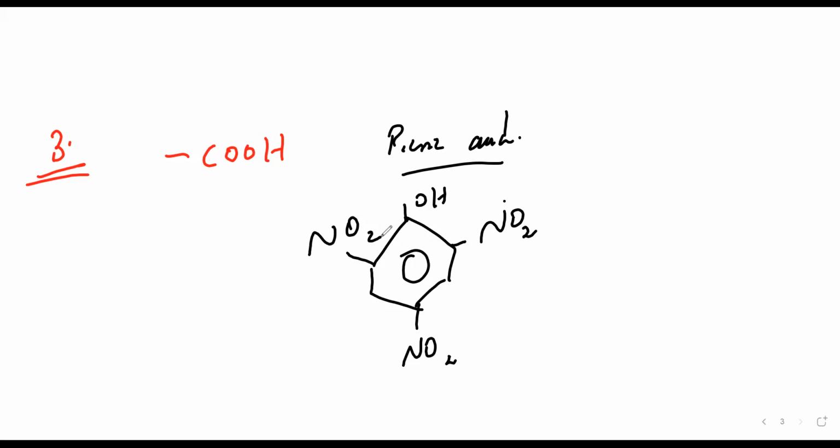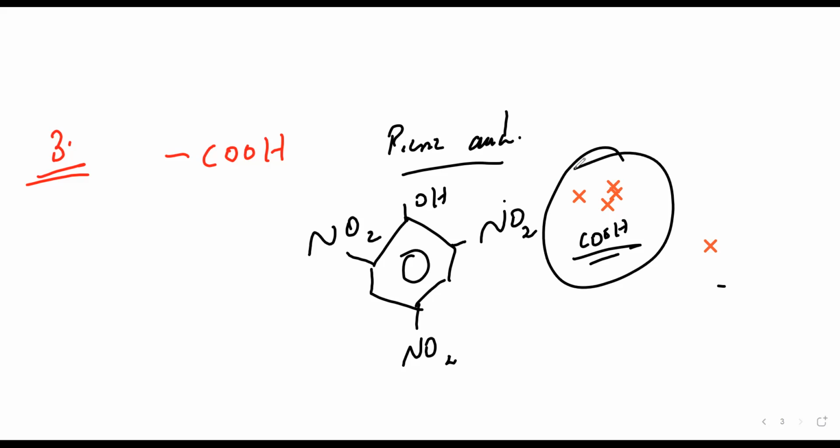So picric acid does not have a COOH group. All the other compounds have the COOH group. So the correct option is picric acid. The other acids you can just search and get on the internet.